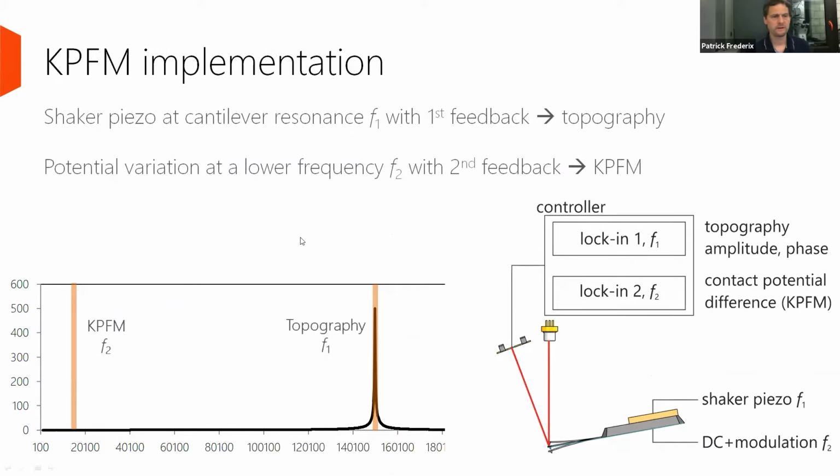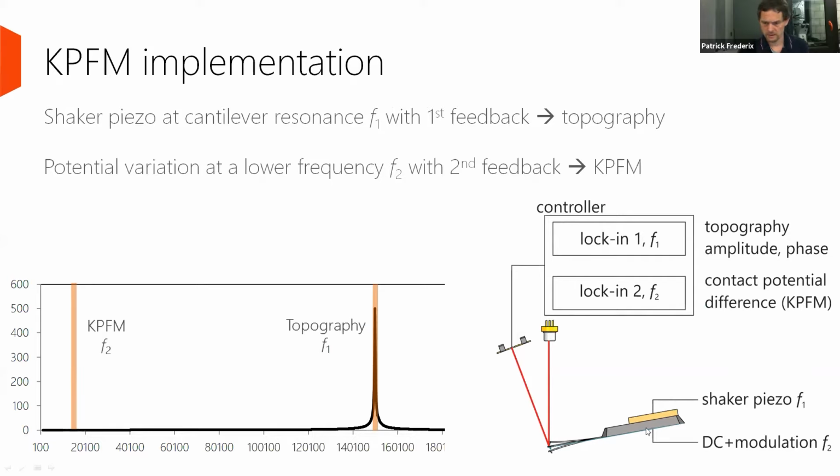How do we implement it? We generally work in dynamic mode. So we have a shaker piezo that oscillates the cantilever at its resonance or close to its resonance. And that gives us our first feedback loop for the topography, just as you normally have in dynamic mode measurements. That is here at around 150 kilohertz.